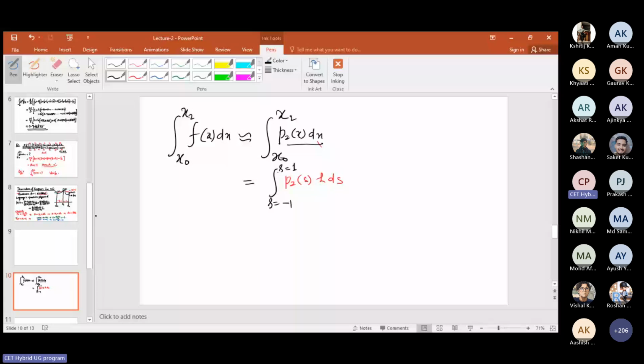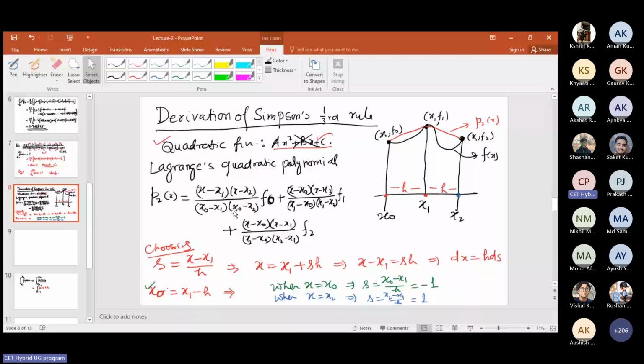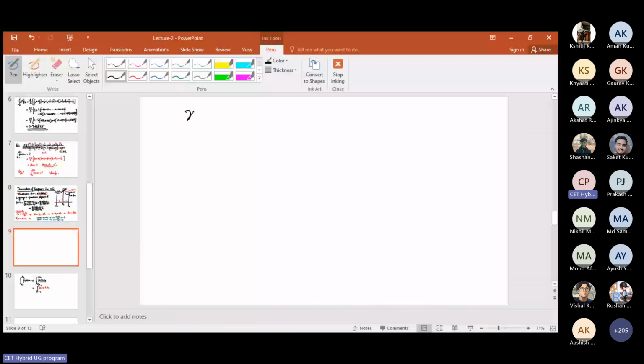So I need to replace this p2x into p2s. Wherever there is x, I will replace this x by the formula x is equal to x1 plus sh. But it may look a little bit complicated. Therefore, I will solve all these values, x minus x1, x minus x2, x minus x0. All the three values I will figure out. So first value is x minus x1, which is already given by sh.